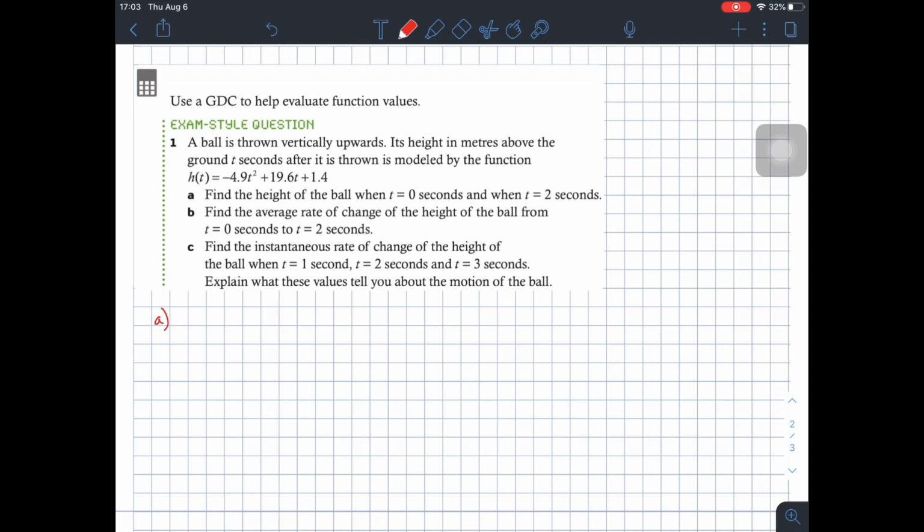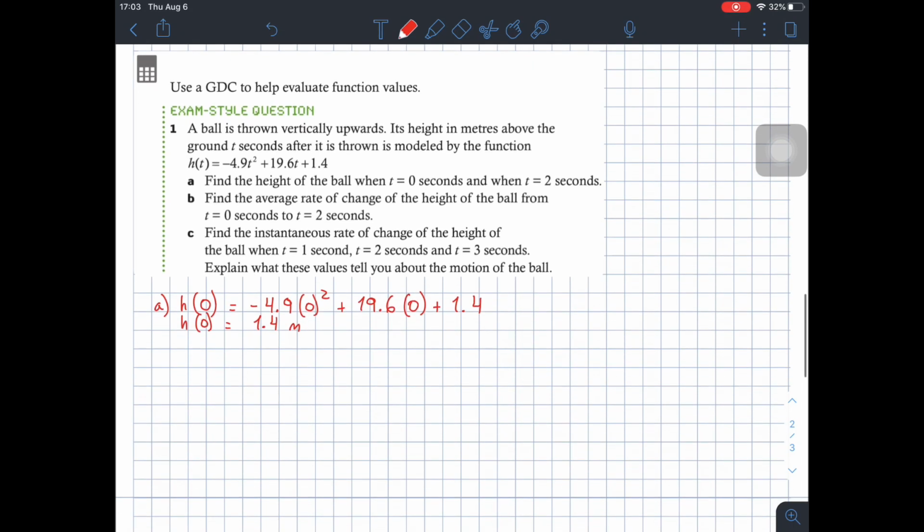For the first case, we're going to change the value of t for 0, and we're going to get negative 4.9 times 0 squared plus 19.6 times 0 plus 1.4. So the initial height, or the height when the time is 0, is, in this case, 1.4 meters. Okay? So that will be the first answer. I'm going to take this a little bit down here. There. So this is the first solution.